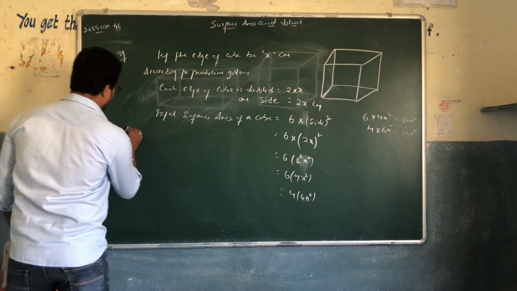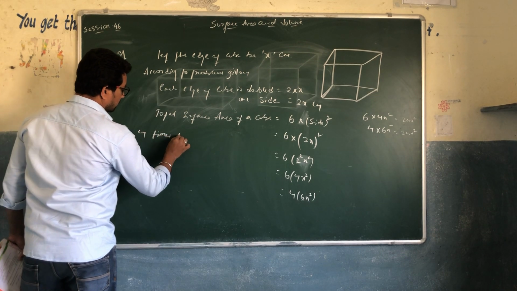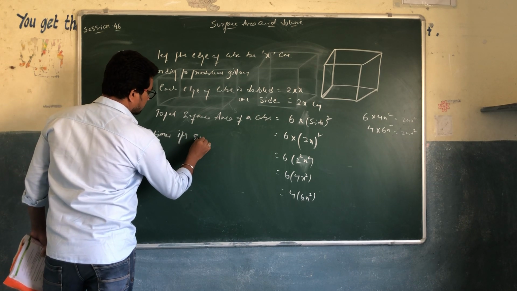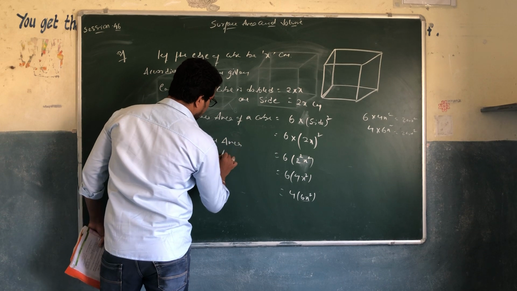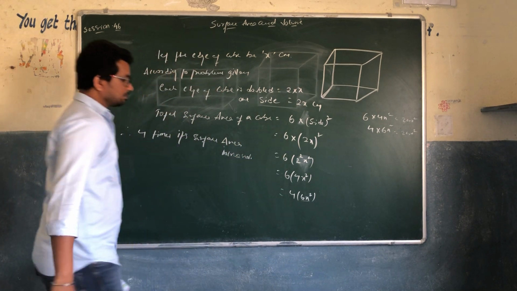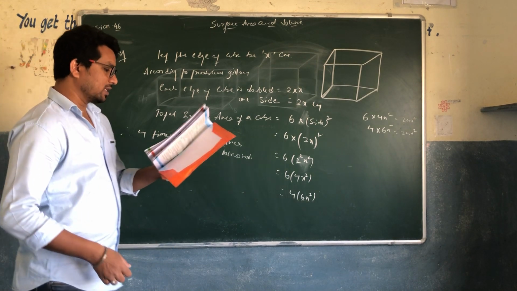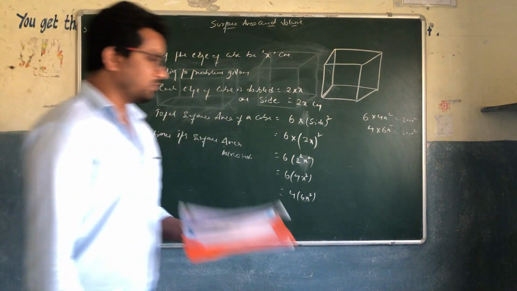So write down, therefore, 4 times its surface area increased, right? That's it. This is about the sum. Okay, let's look at the third problem now.